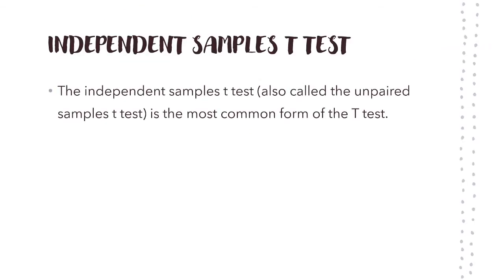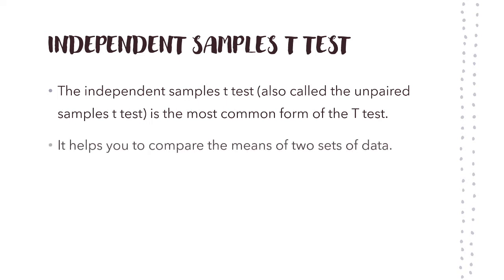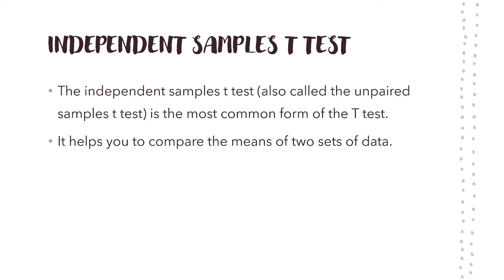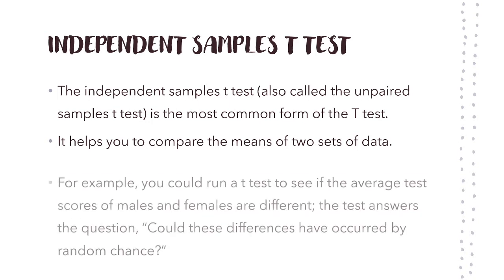So the independent samples t-test is also called the unpaired samples t-test. Basically, this is the most common form of t-test. There are also other types, let's say paired t-test, etc. And this kind of t-test basically helps you to compare the means of two different sets of data.